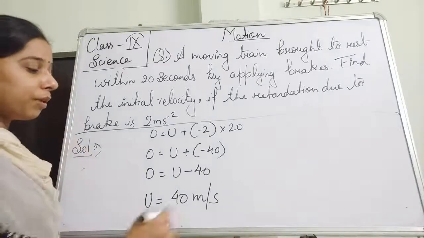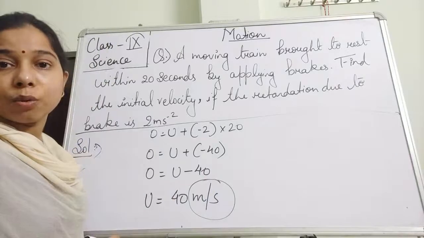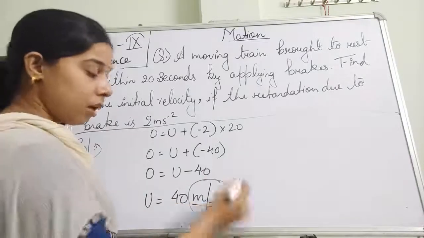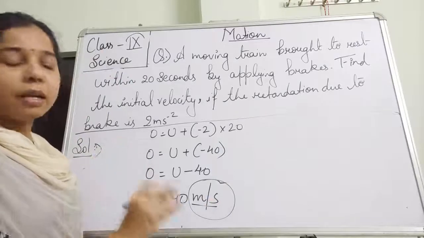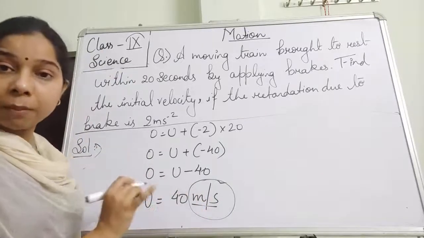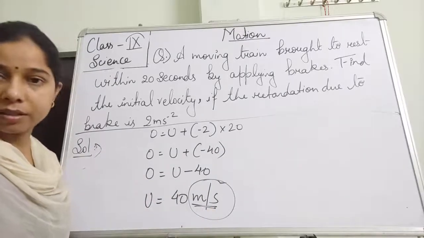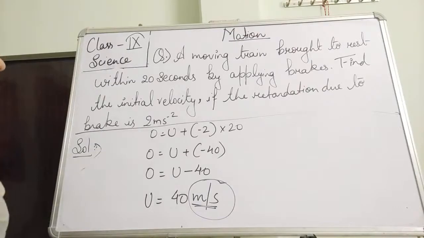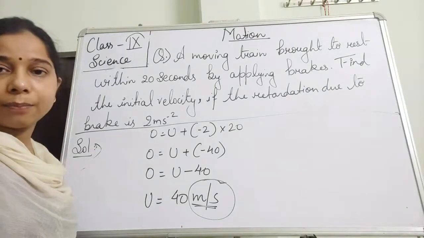It is really important to put the SI unit with the value. If you do not mention it, I think half marks will be deducted. Most of the students do that. They never put the SI unit along with the value, and it is very important because the SI unit tells us what you have calculated. So the initial velocity will be equal to 40 meter per second.